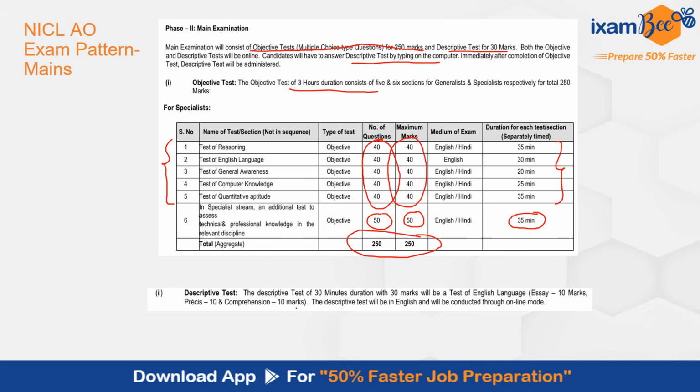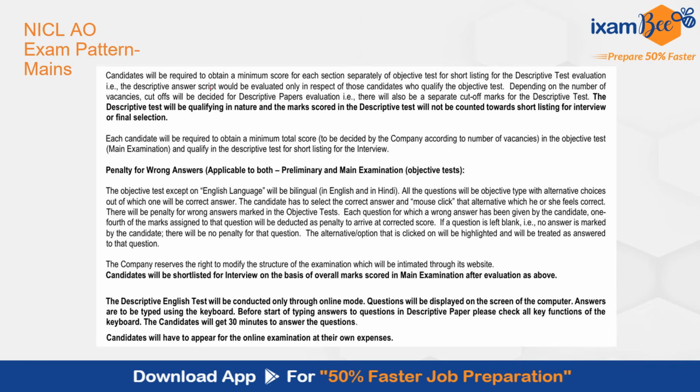Then there is descriptive test of 30 minutes duration with 30 marks. Essays of 10 marks, then précis of 10 marks and comprehension is of 10 marks. Descriptive test will be in English and will be conducted through online mode. In mains also there is sectional timing, sectional cutoff present, and once you clear the sectional cutoff of every objective test of every section, then only the descriptive test will be evaluated. There will also be a separate cutoff for the descriptive test.